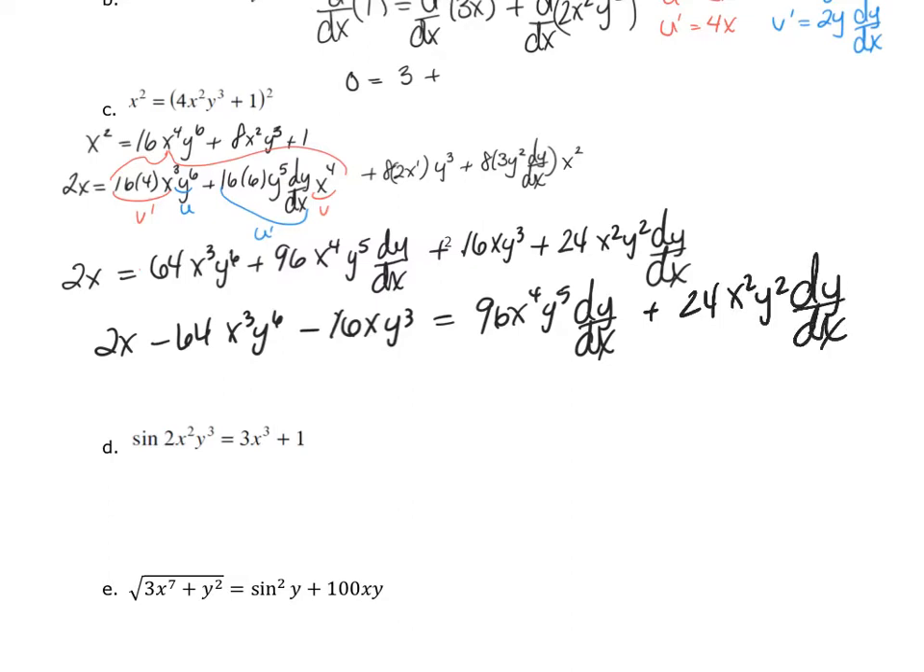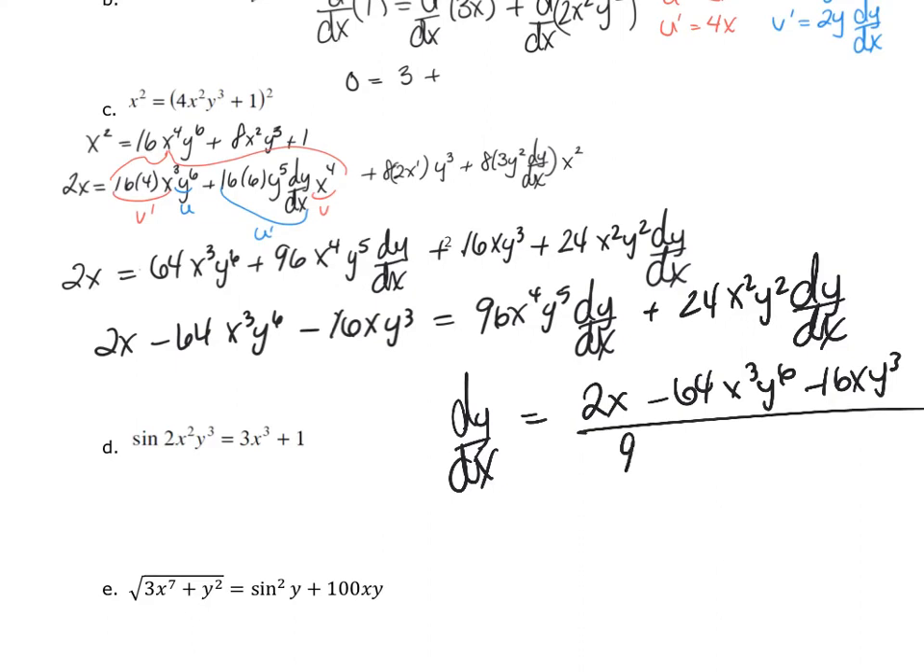Factor out a dy/dx on the right-hand side and divide, so your final answer is dy/dx is equal to 2x minus 64x cubed y to the 6th minus 16xy cubed, divided by 96x to the 4th, y to the 5th, plus 24x squared y squared. And that's your final answer. Have a great day. We will see you tomorrow.